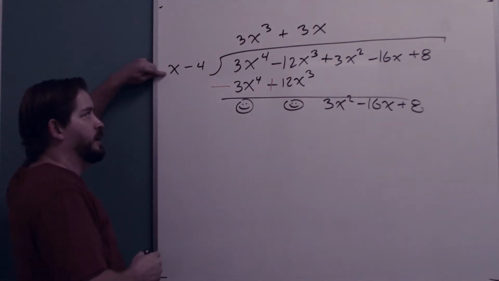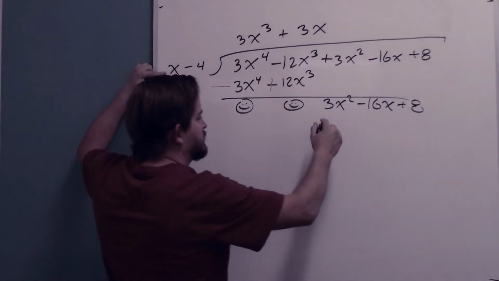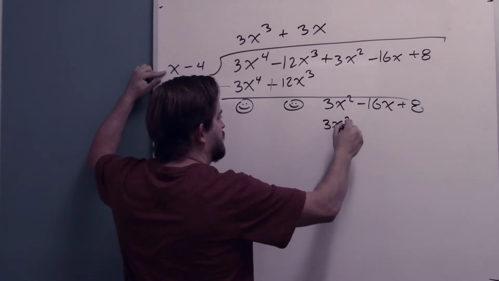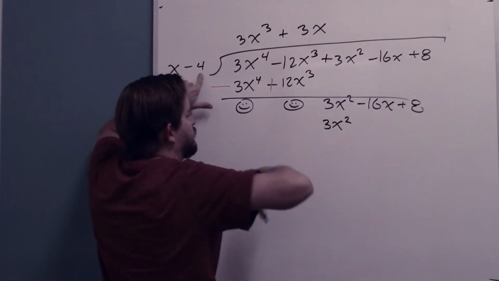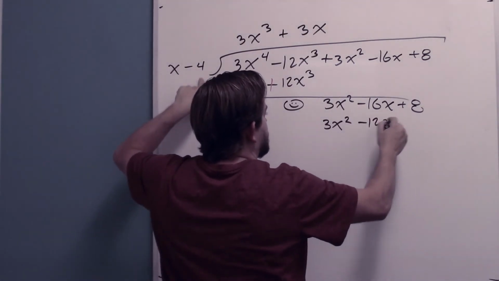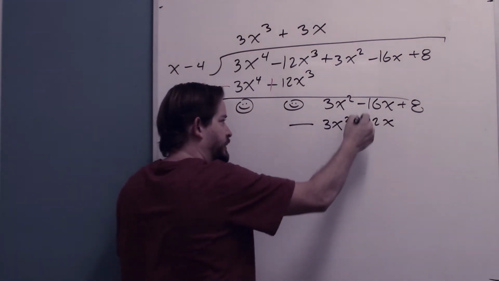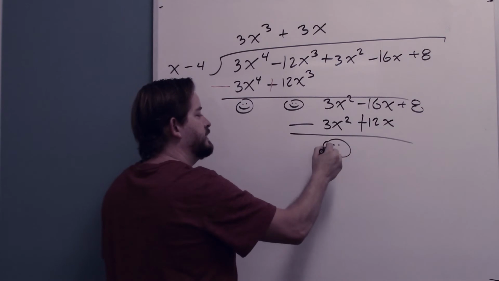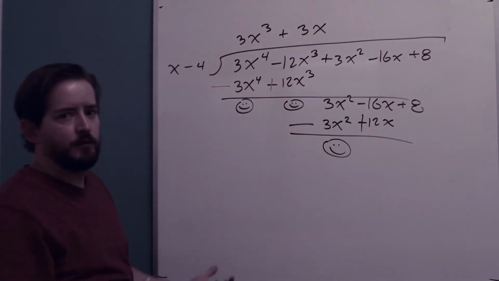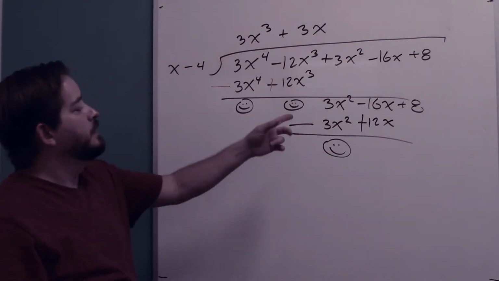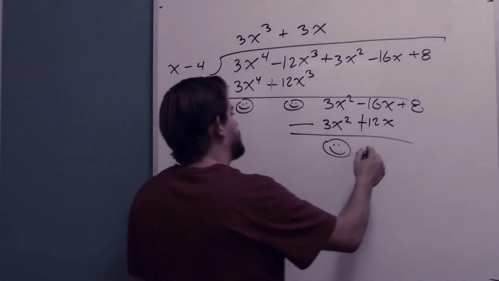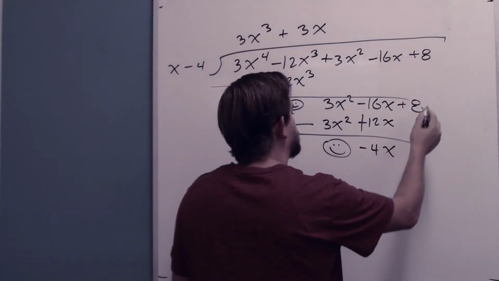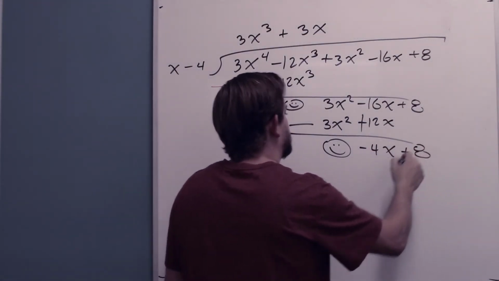And then multiply again. 3x times x is 3x squared. 3x times -4 is minus 12x. Change those signs again, so that's now minus, that's plus. 3x squared minus 3x squared is 0. You should always get this 0 for the first term. If you don't, you goofed up. -16x plus 12x is -4x, and then just drop down that plus 8.